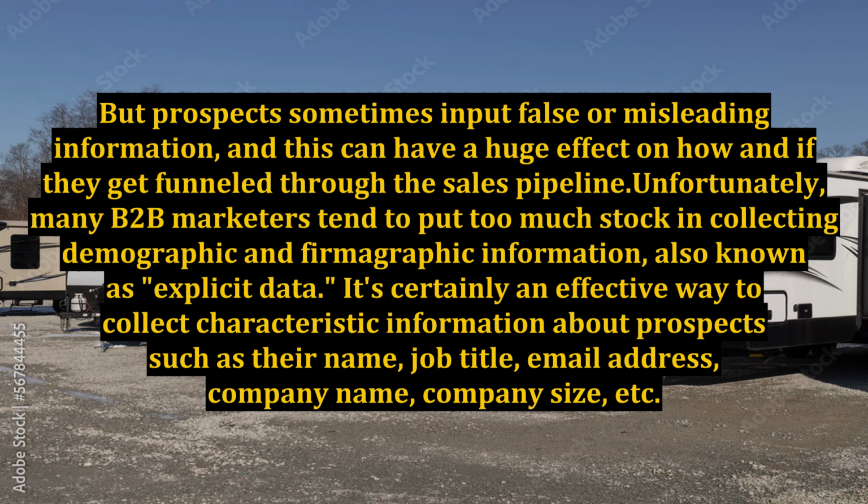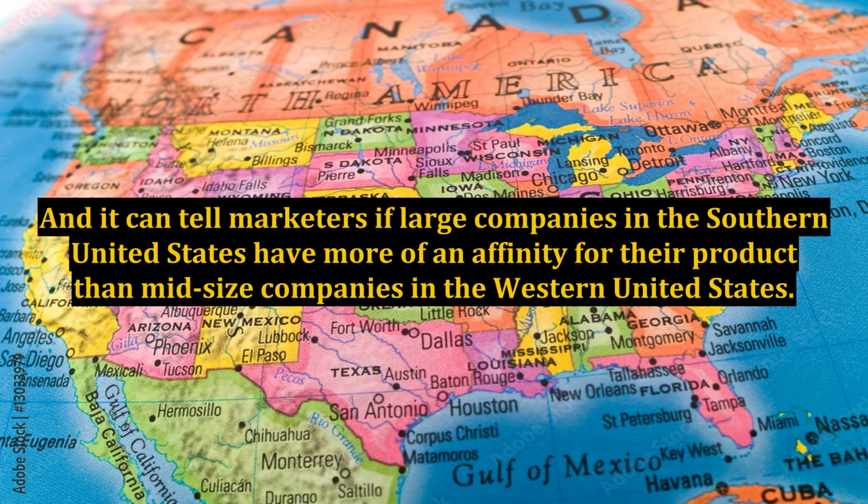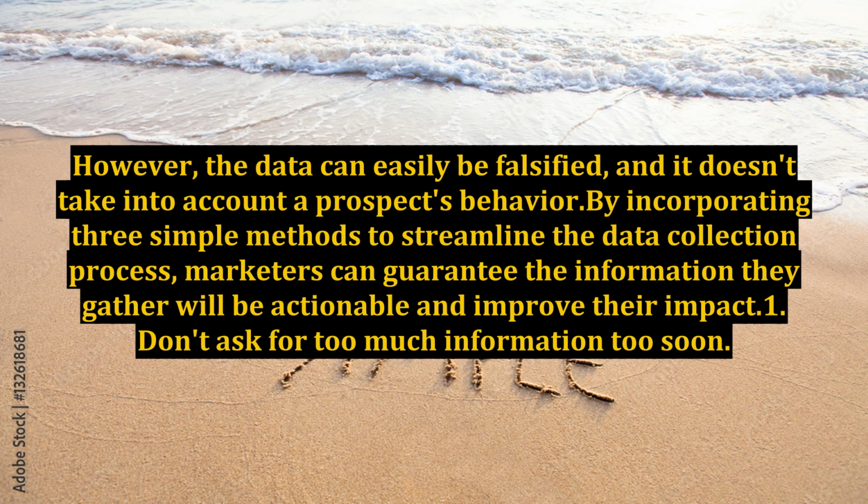Unfortunately, many B2B marketers tend to put too much stock in collecting demographic and firmographic information, also known as explicit data. It's certainly an effective way to collect characteristic information about prospects such as their name, job title, email address, company name, company size, etc. And it can tell marketers if large companies in the southern United States have more of an affinity for their product than mid-size companies in the western United States. However, the data can easily be falsified, and it doesn't take into account a prospect's behavior.